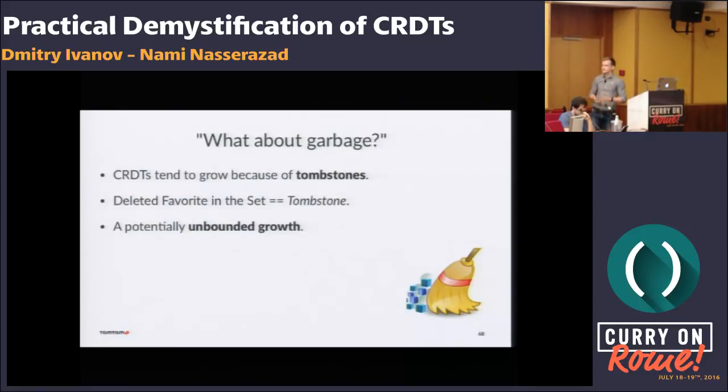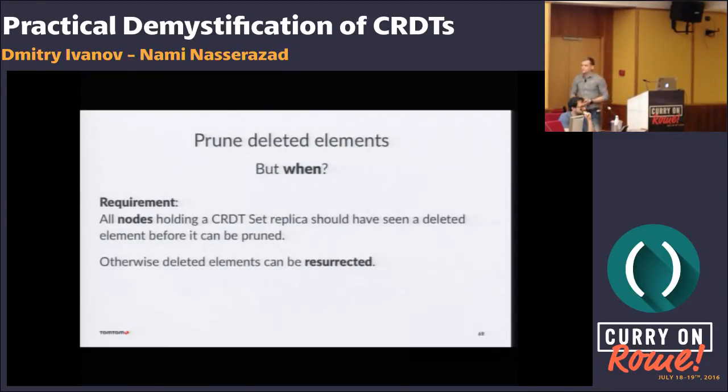So let me clarify. A CRDT set tends to grow because of tombstones, these deleted elements marked in the set, right? And it can be unbounded growth. We heard a nice talk yesterday about building stateful distributed services, that unbounded data structures are killers of distributed services, and that's completely true. So what are the options? One thing you can consider is, of course, you need to prune the deleted elements, right? So the question is when.